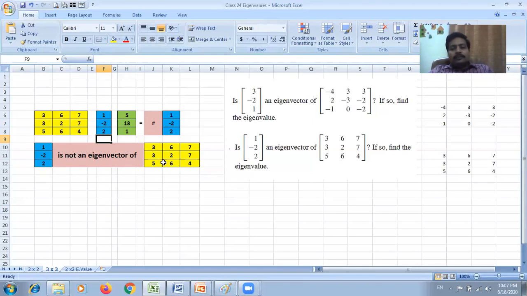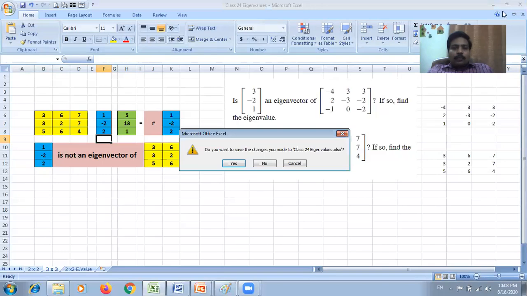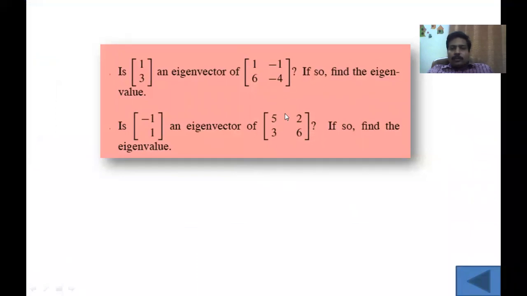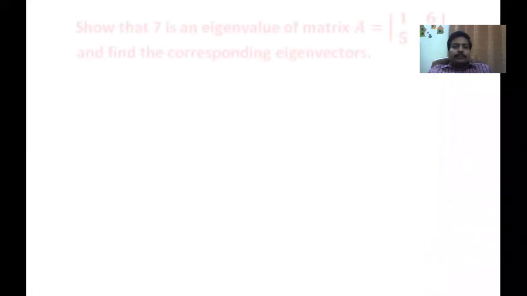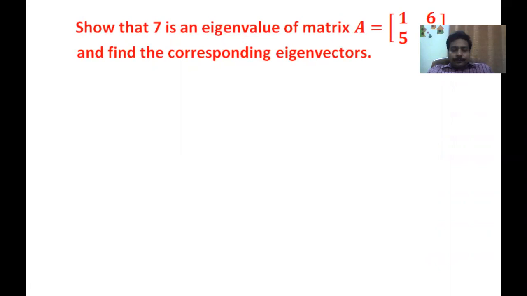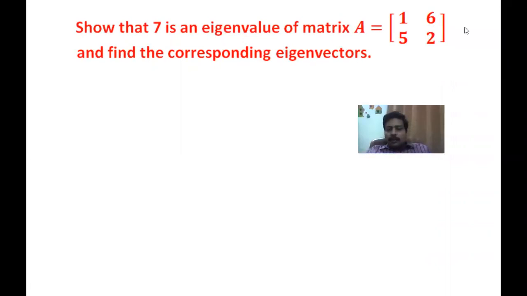Similarly, we can extend these programs for any order n, and we can instantaneously find whether the given vector is an eigenvector for the given system or given matrix or not. So these are the problems which we have seen now. These problems are also seen there. So now this is another problem.